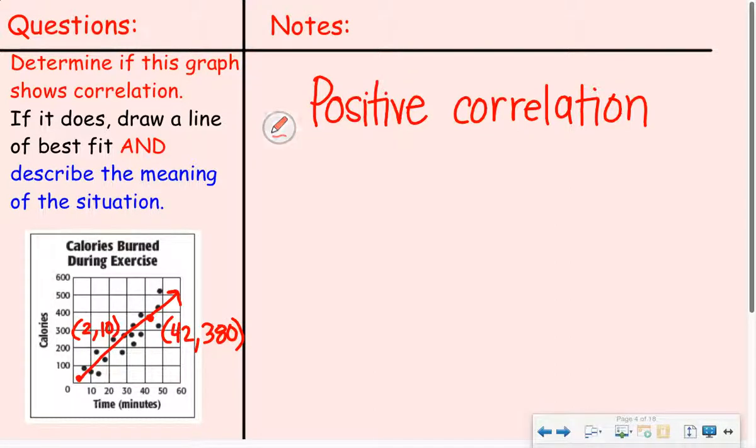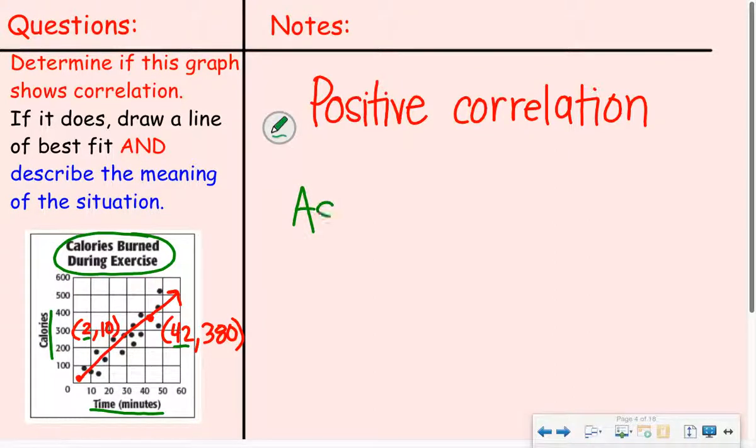Now keep in mind, this graph is talking about the calories burned during exercise. X is our time in minutes, y is our calories. So we're going to write our sentence referencing x and then y. So let's look at our x values. They're going from 2 to 42. So our x values are increasing. So the time in minutes I work out is going up.